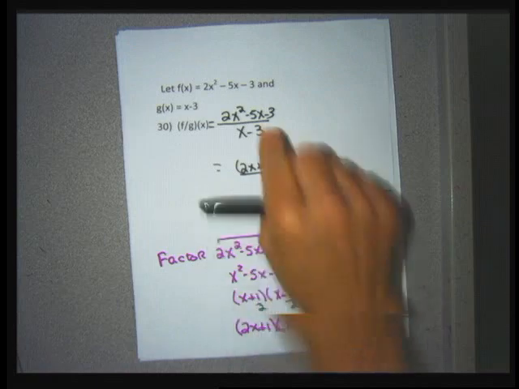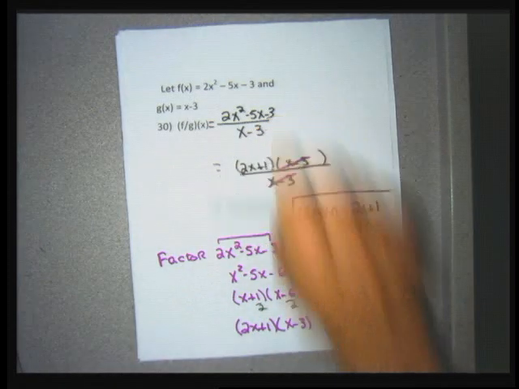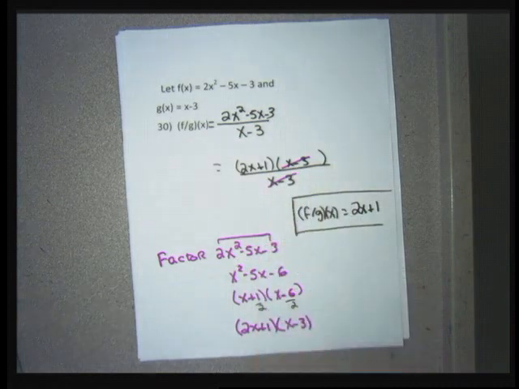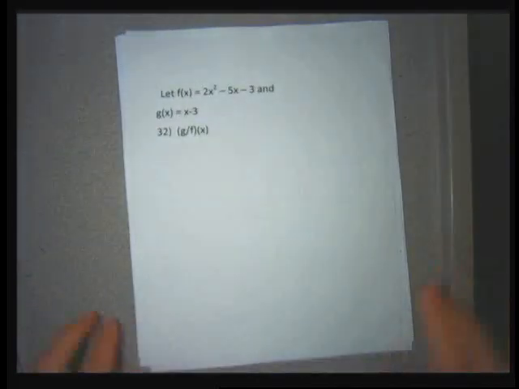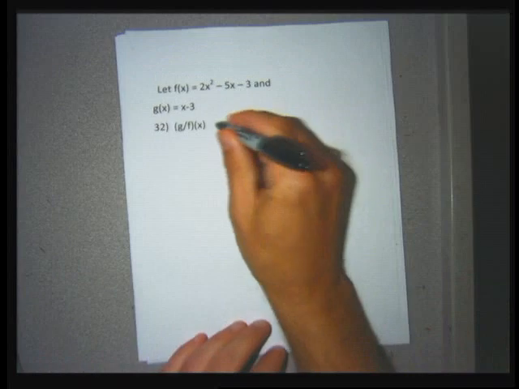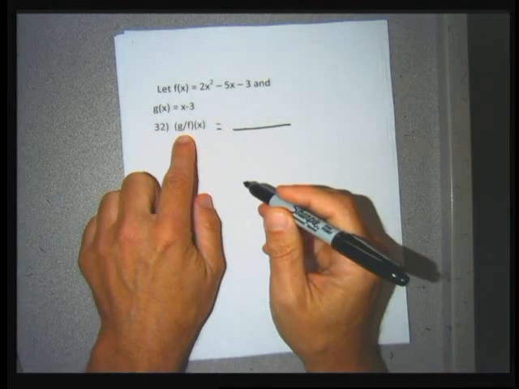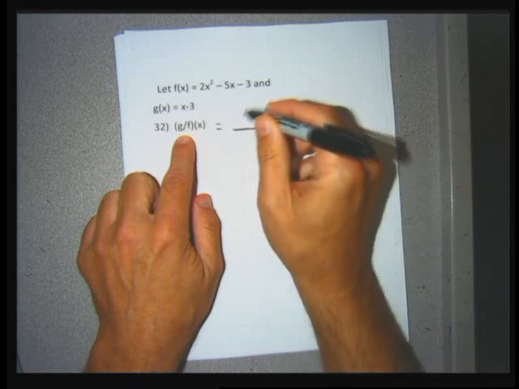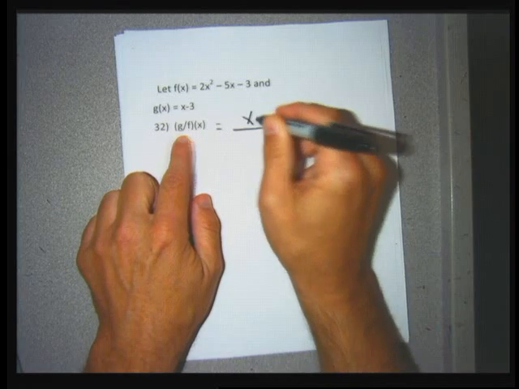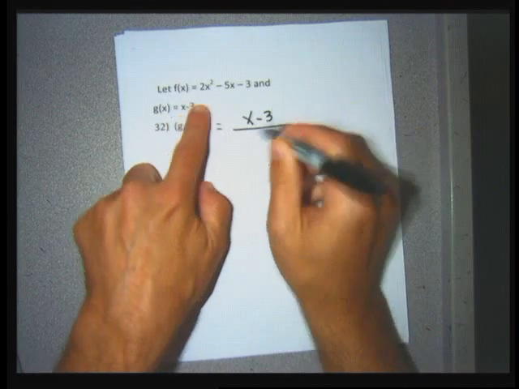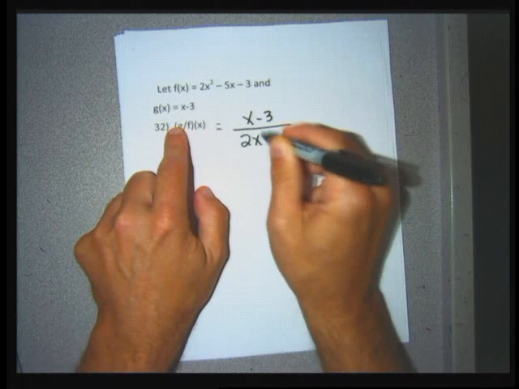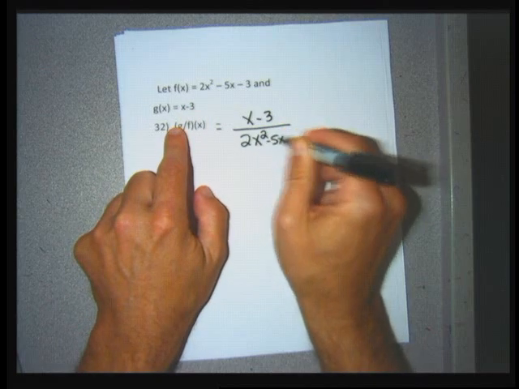I might need this again, that this 2x squared minus 5x minus 3 factors into 2x plus 1 times x minus 3. And I think I'm going to need that right away. I'm going to need it in 32. 32 is the reciprocal of the last problem. This asks me to form a fraction. The division sign there we do by forming a fraction. I'm going to put the right side of g in the numerator because it's written first, the right side of f in the denominator because it's written second.